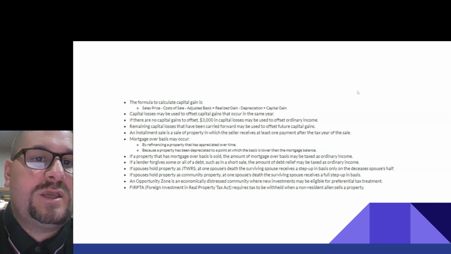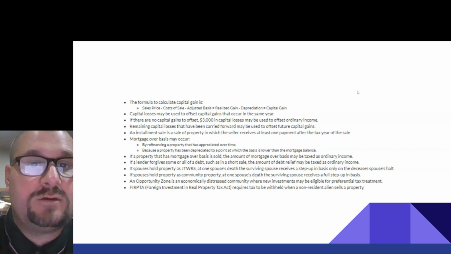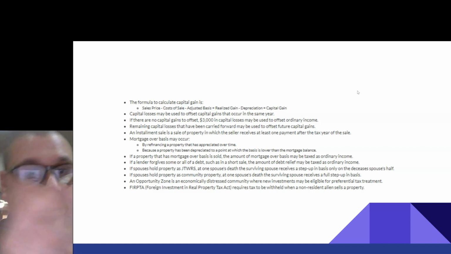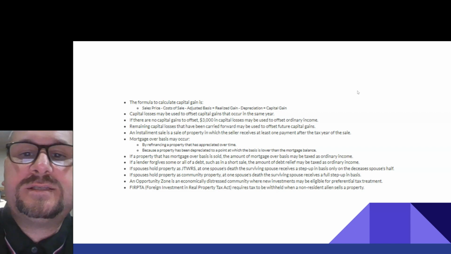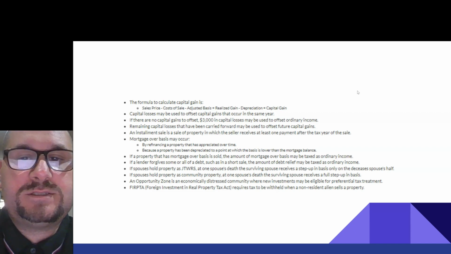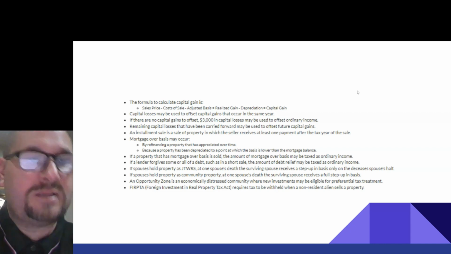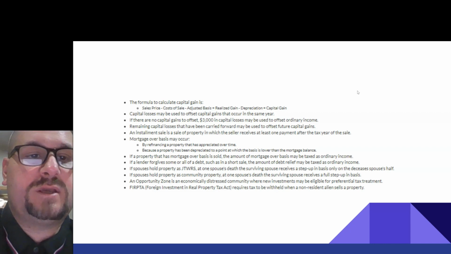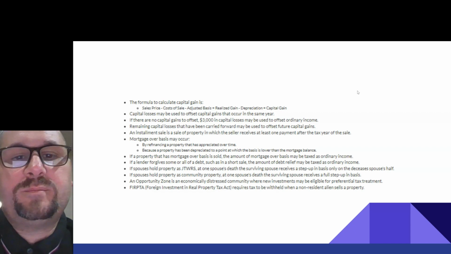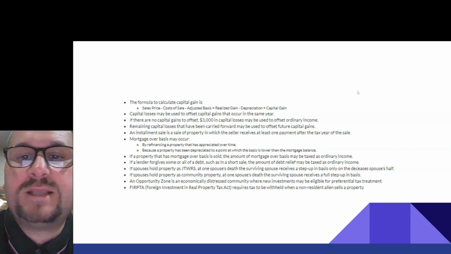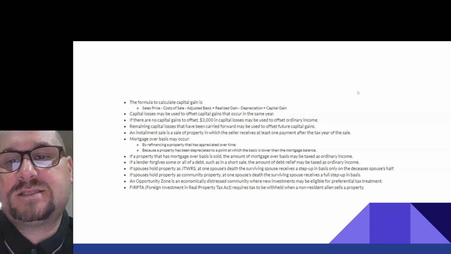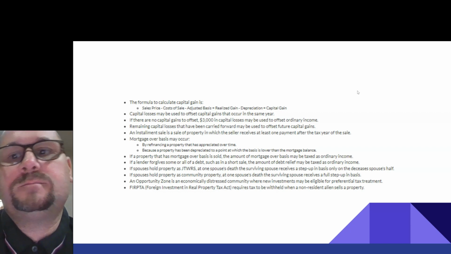Mortgage over basis may occur by refinancing a property that has appreciated over time, or because a property has been depreciated to a point at which the basis is lower than the mortgage balance. If a property that has mortgage over basis is sold, the amount of mortgage over basis may be taxed as ordinary income.